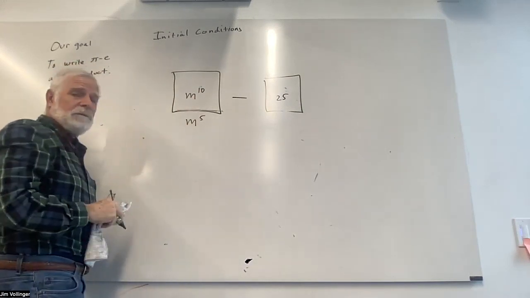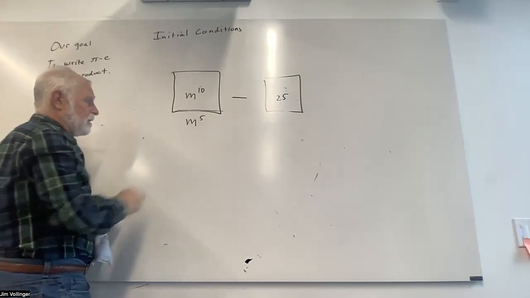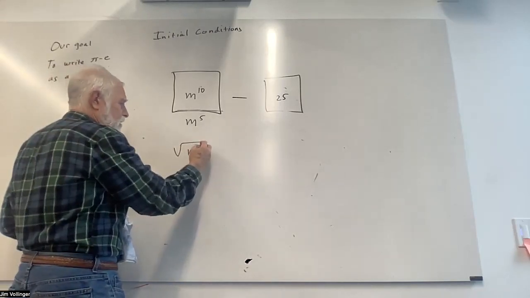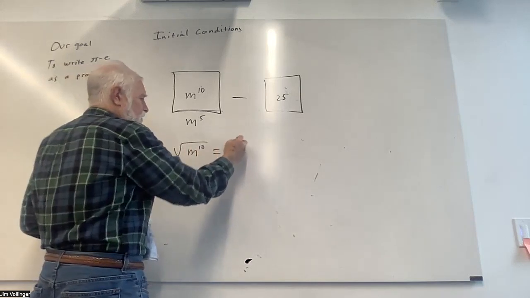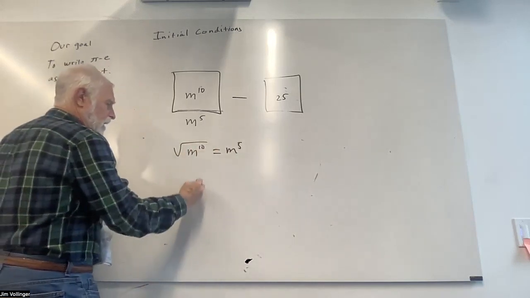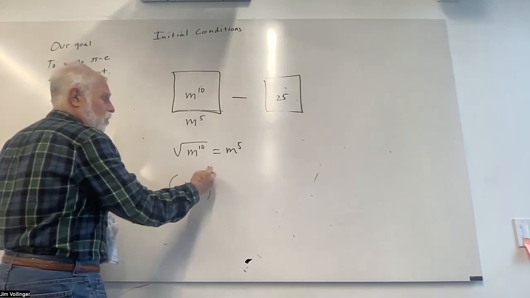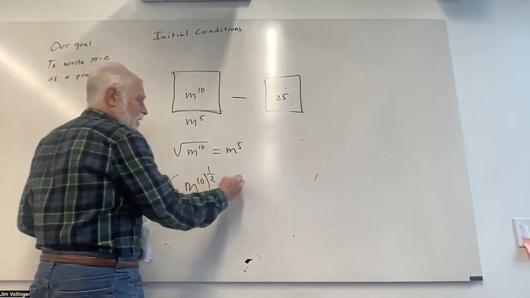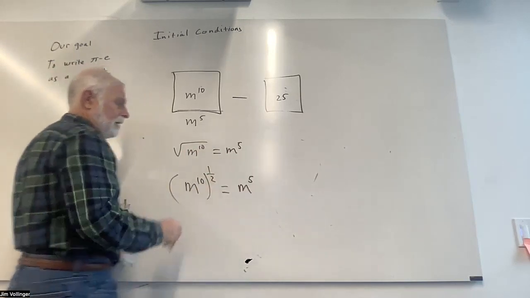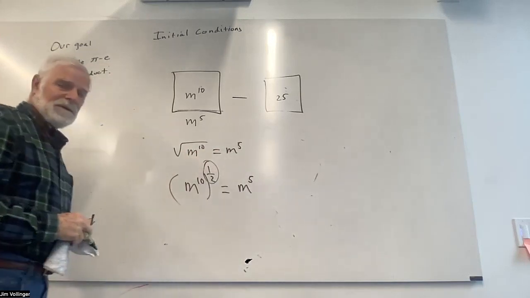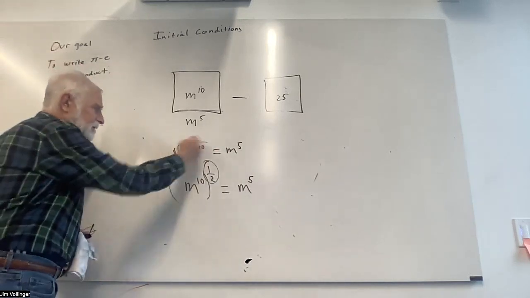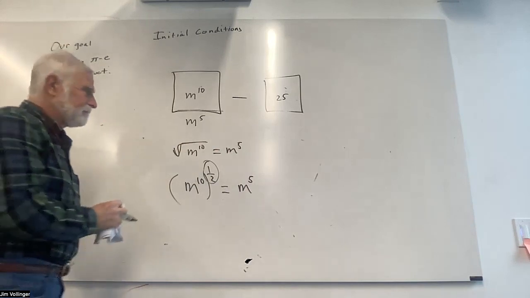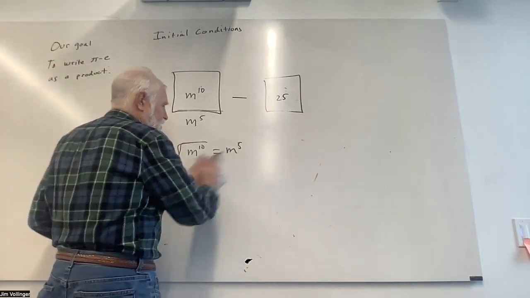I think there's a pattern here. Yes, because the square root of m to the 10th is m to the 5th. And I could have rewritten that as m to the 10th to the 1/2, and it's also m to the 5th. We've been talking about that exponent. Yes, it means the square root of. We'll be playing with that in a little while too.